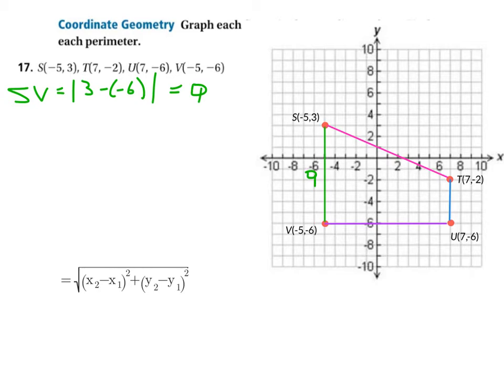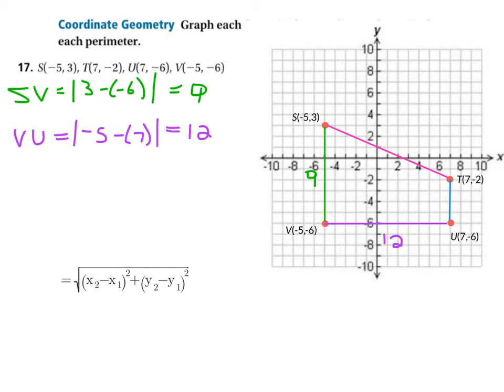V to U, that purple side, is only changing in the x direction, and so we say the absolute value of negative 5 minus 7, which is negative 12. Absolute value of that is 12. That has a length of 12.